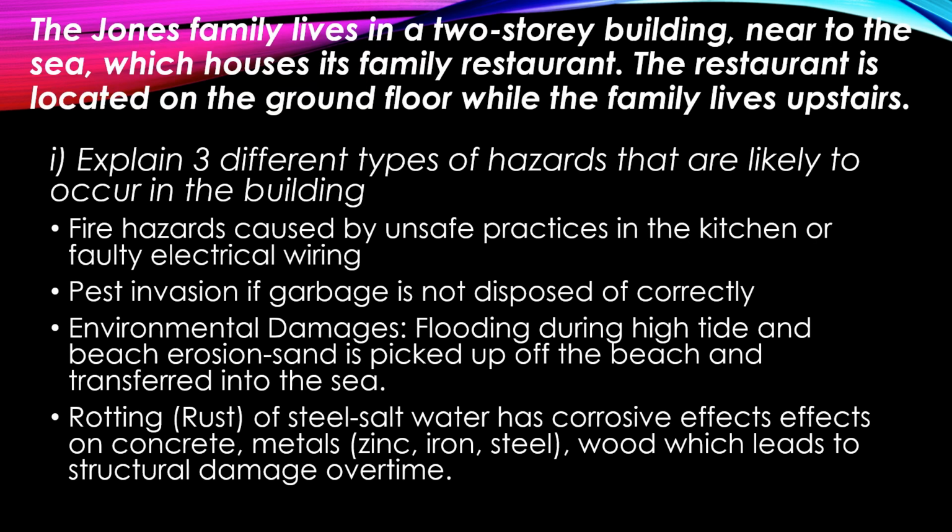Number 6B. The Jones family lives in a 2-story building near to the sea, which houses its family restaurant. The restaurant is located on the ground floor while the family lives upstairs. Explain 3 different types of hazards that are likely to occur in the building.